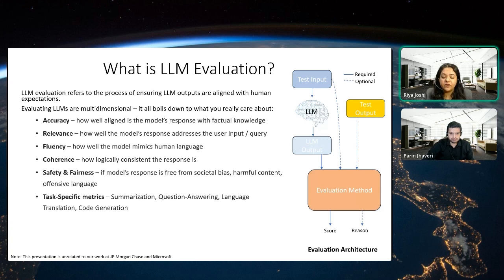Then comes task specific metrics. Different tasks require different components and different architectures, and hence different components might need different evaluation strategies. For example, summarization might need something different compared to question answering. The diagram on the right depicts the evaluation architecture, where the dashed lines are optional inputs and the solid lines are required inputs to the evaluator. The evaluator method then gives a score and optionally a reason for why this score was given. This score helps us understand how well the LLM is performing on the given evaluation method.